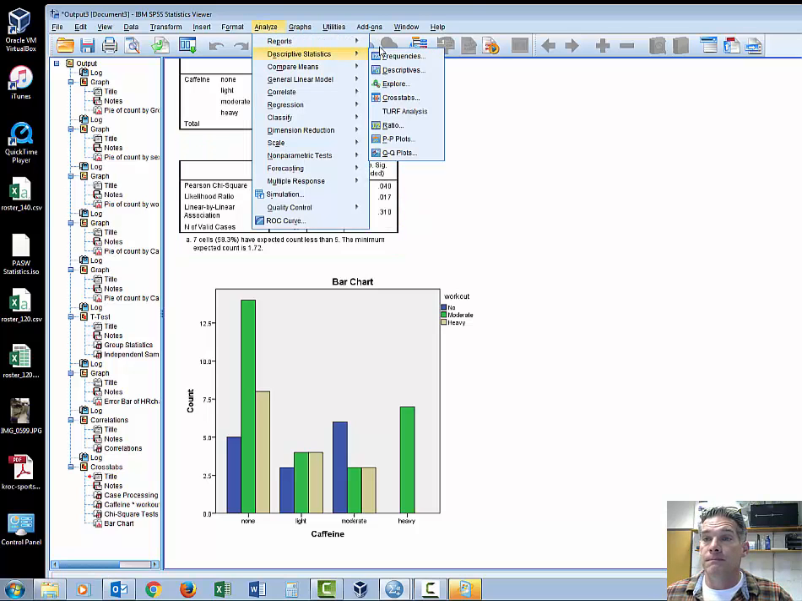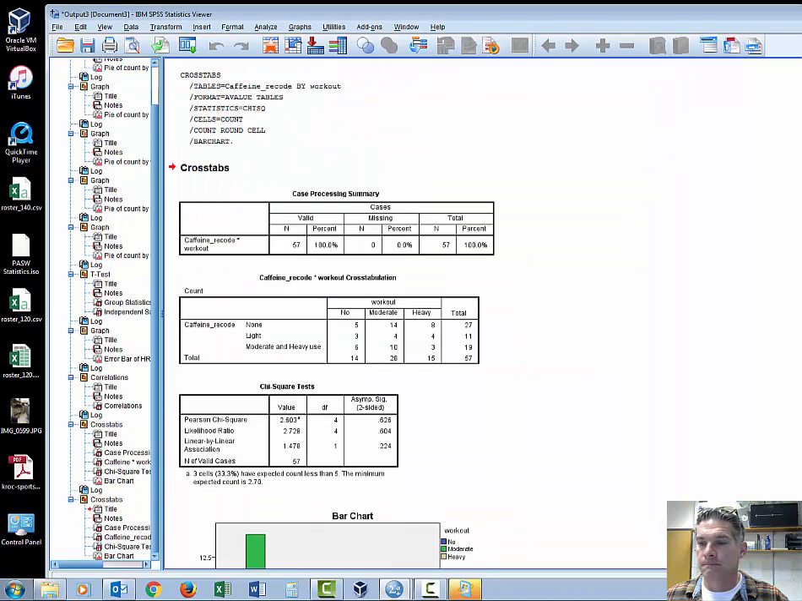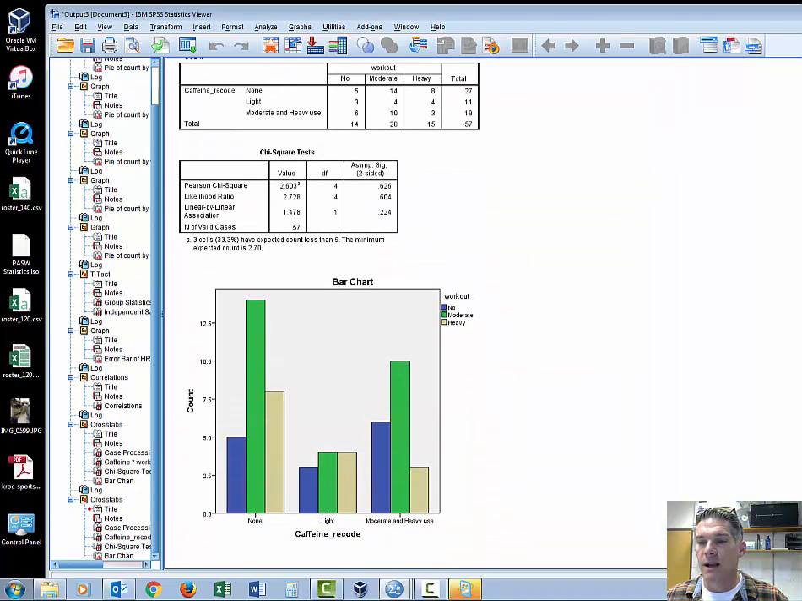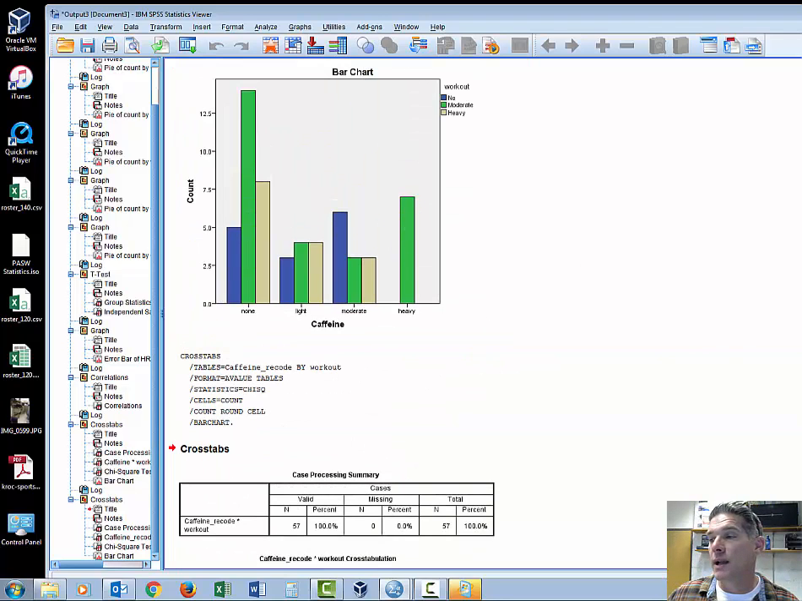Let's do the caffeine recode just to reduce the groups a little bit. I'm going to put caffeine over here and caffeine recode, and see if this makes a better chart. This definitely makes a better chart. When you look at the none, light, moderate to heavy, the people who use the most caffeine are also the moderate workouts and the none. Notice the statistically significant differences are gone. So basically, the only difference is that the people who use heavy caffeine are also the moderate workout people.